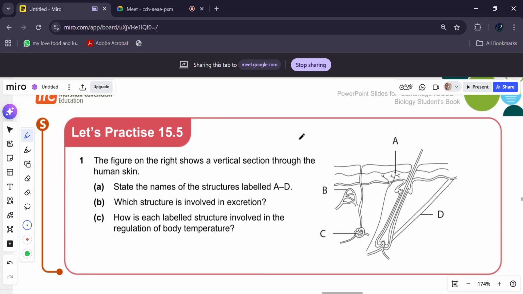So here are a few questions. Let's practice 15.5. The figure on the right shows a vertical section through the human skin. A: state the names of the structures labeled A and D. Which of the structures is involved in excretion, and how do the labeled structures get involved in the regulation of body temperature? Now, before I tell you the answers, please pause this video and try to answer some of the questions.